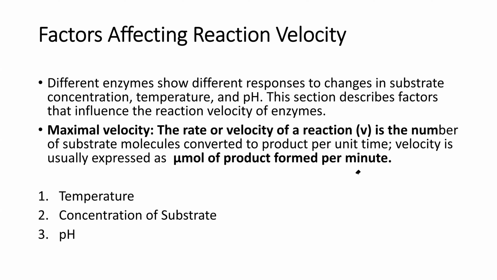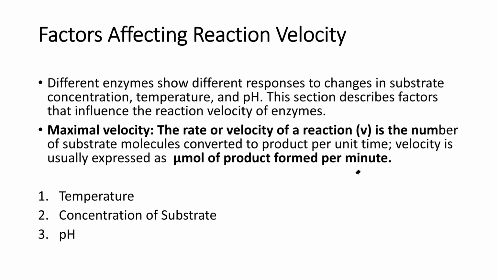Now we know that enzymes are protein in nature. So we can have an idea of the factors which influence the reaction rate, or the velocity of a reaction, or you can say the maximal velocity of the enzyme activity. Maximal velocity is another term which means the maximum capacity of an enzyme, how many substrate molecules it can convert into product per unit time or per minute.